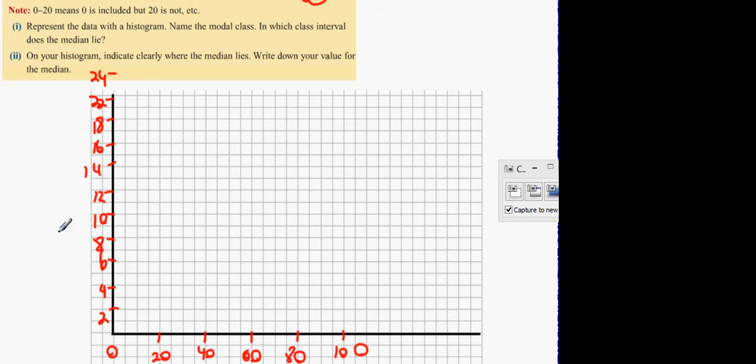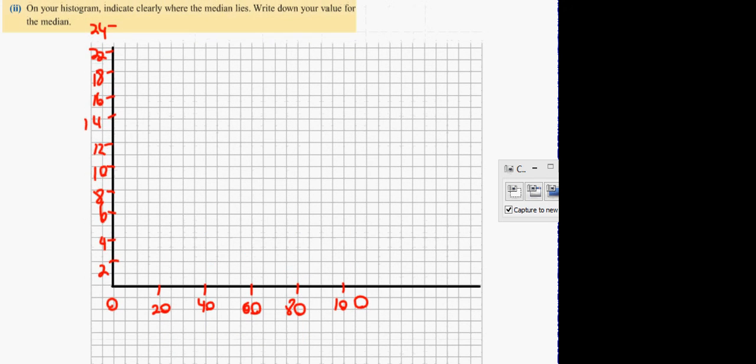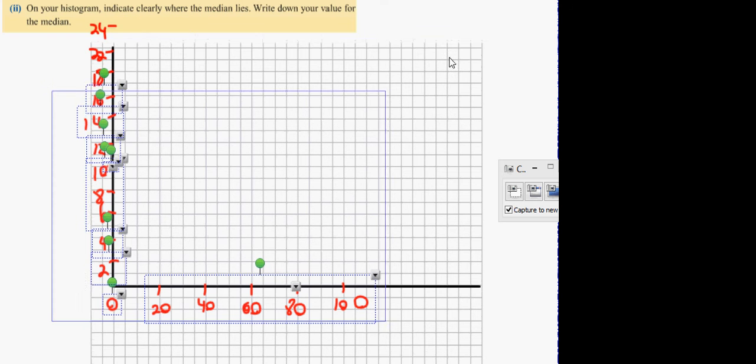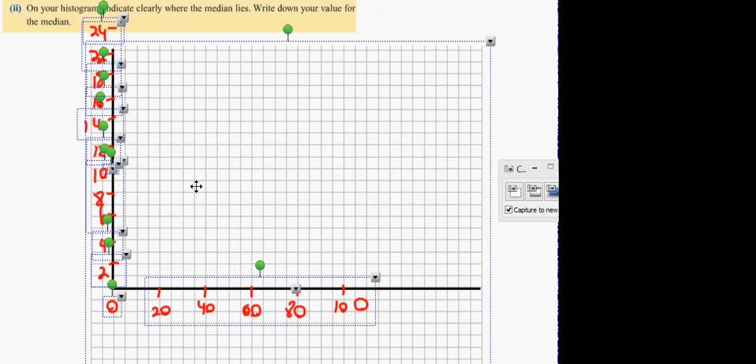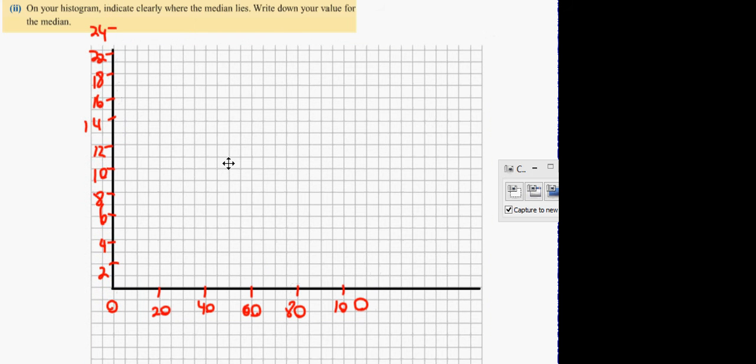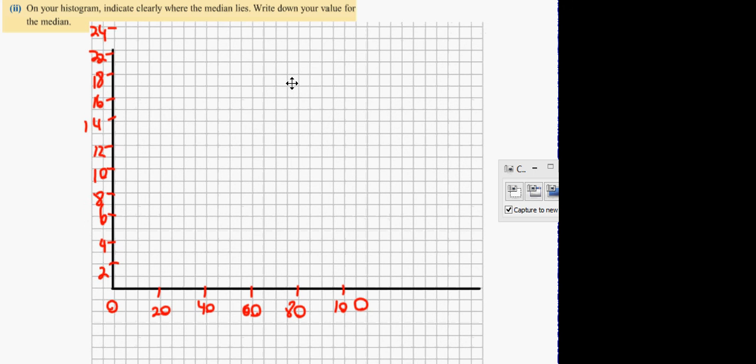I didn't actually make this quite large enough. So what I should have done, and I can just do this now maybe. No, I can't. Unless, there we go. Okay, I fixed it there, but you haven't got that luxury of doing that. Right, the next thing you've got to do is draw your histogram.